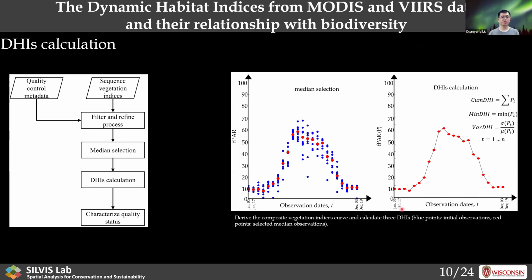And the next step is to collect the median observation over the 10 years after the refinement process. As shown in this figure, the blue points are the observations after the refinement, and the red points are the selected median observations. Based on these median observations, we have what will represent the composite 10 year vegetation dynamics. And we will calculate the 3 DHI based on the equations we mentioned before.